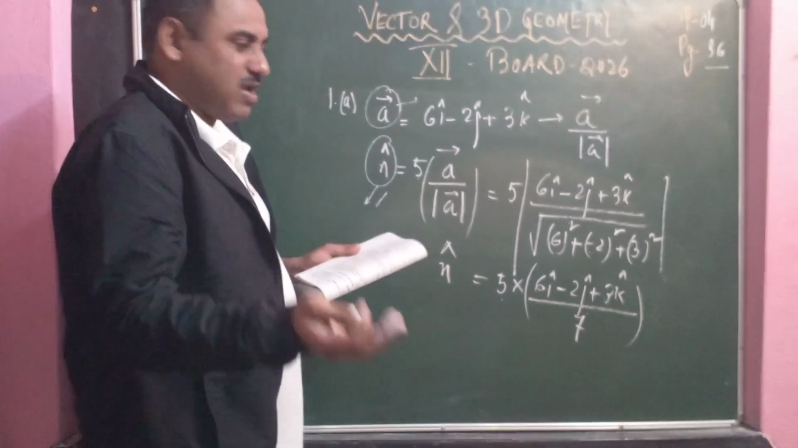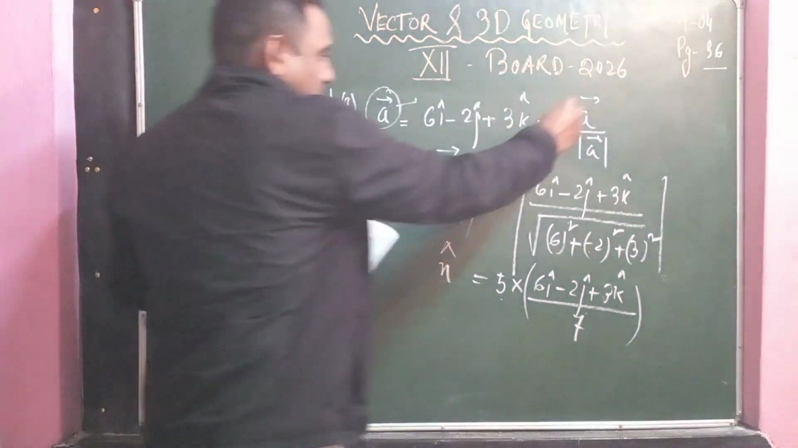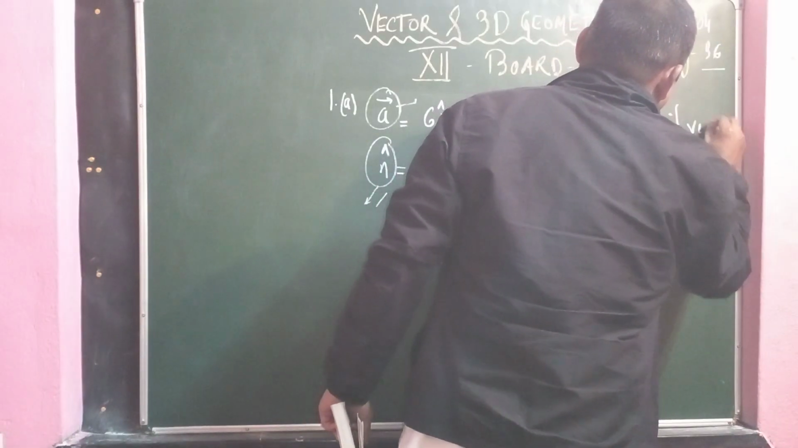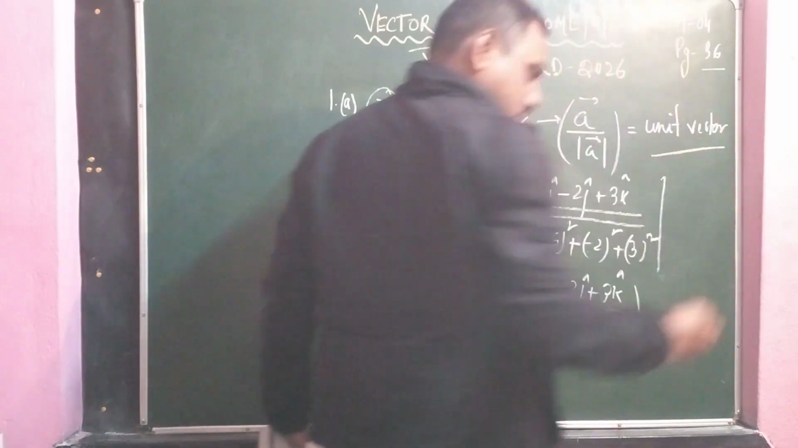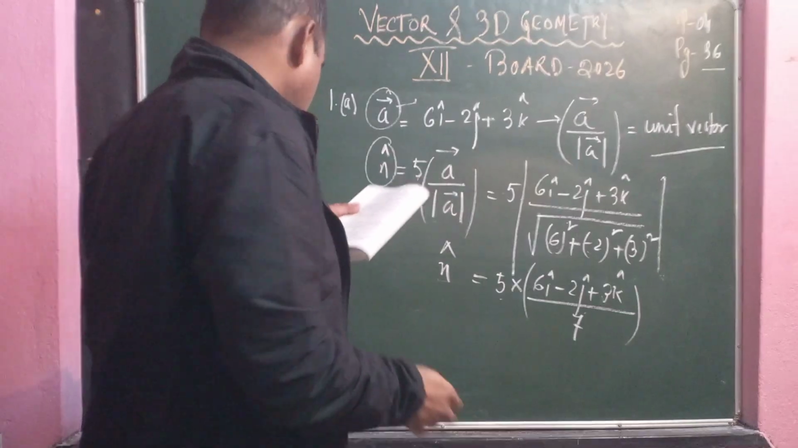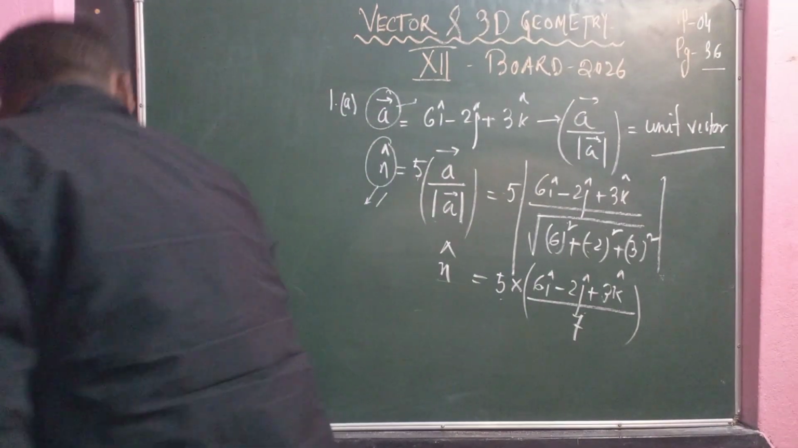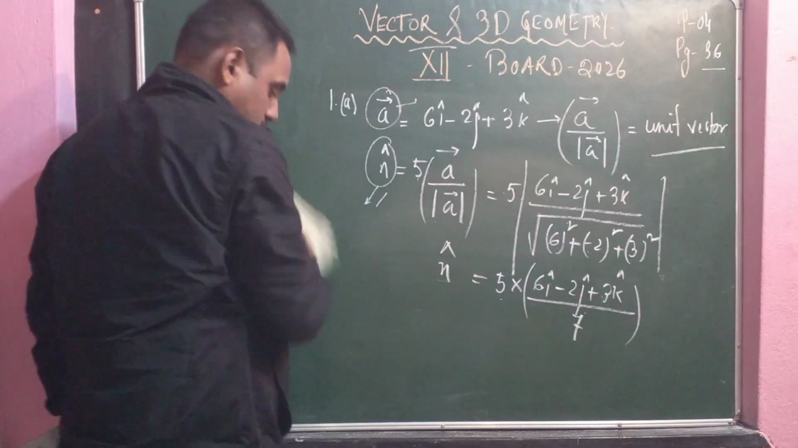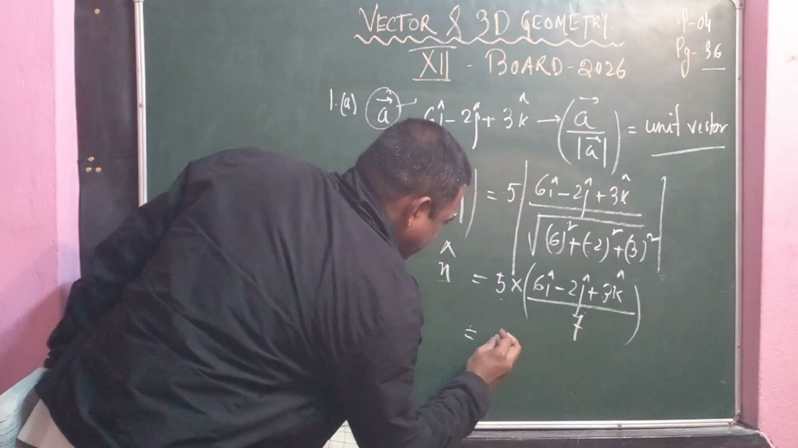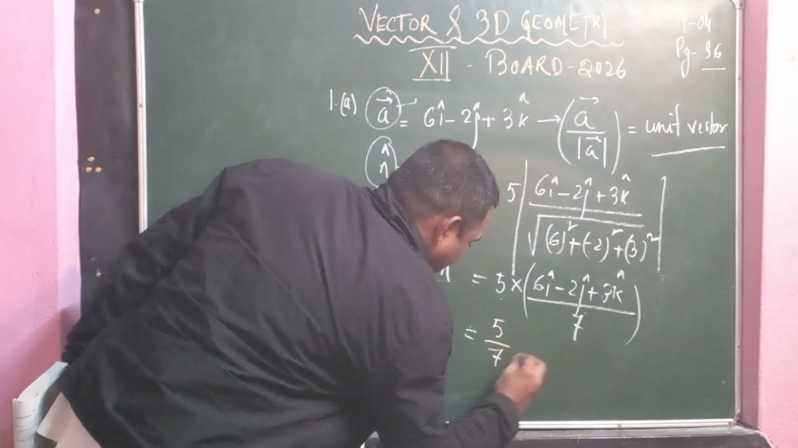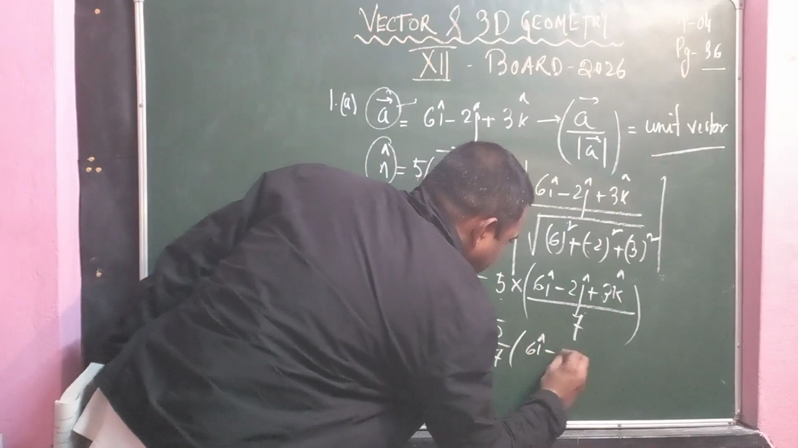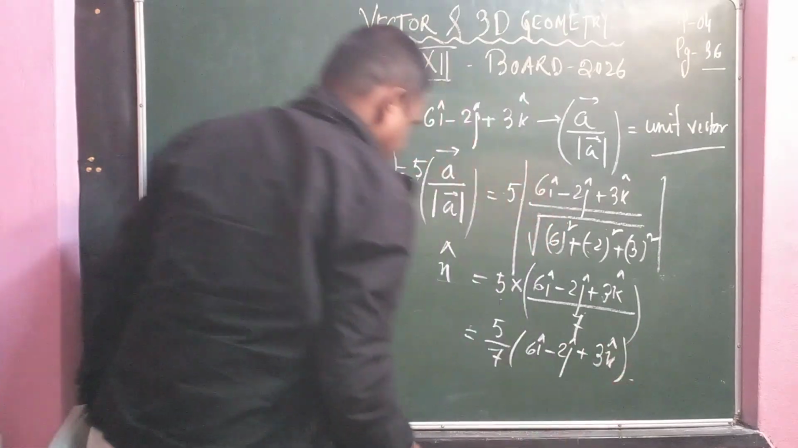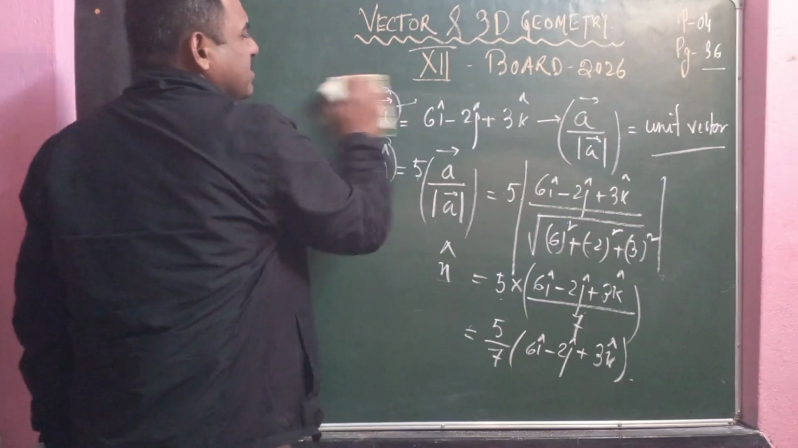This is the unit vector. Simultaneously, I will translate for the others here. So this one, got it? You can simplify this as 5 by 7 times 6 i cap minus 2 j cap plus 3 k cap. Okay. This is an objective level question.